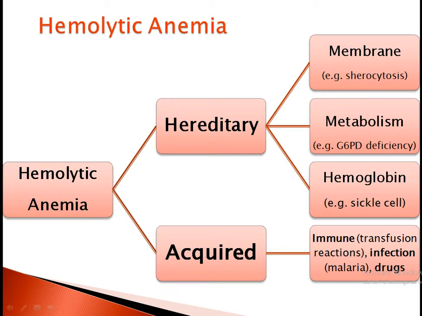The next is the hemolytic anemia, which may be hereditary or acquired, congenital or acquired. Acquired means after birth, congenital means from birth. For example, spherocytosis, or any defective metabolism, for example, glucose 6-phosphate dehydrogenase deficiency, or hemoglobin abnormalities, or immune and infectious diseases, drugs like that.